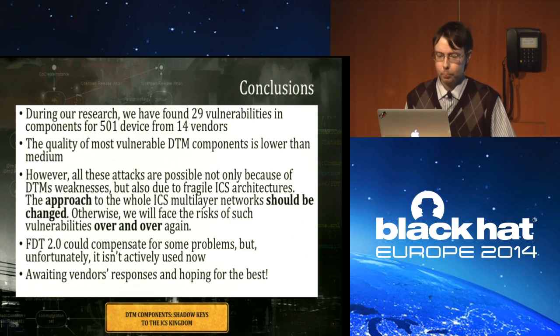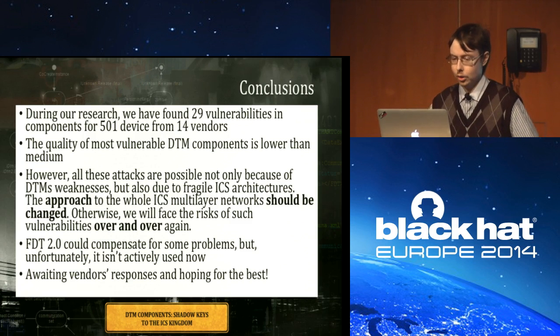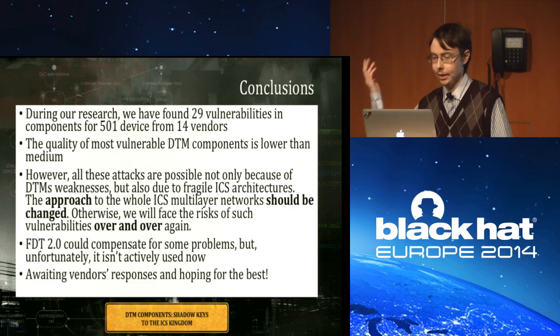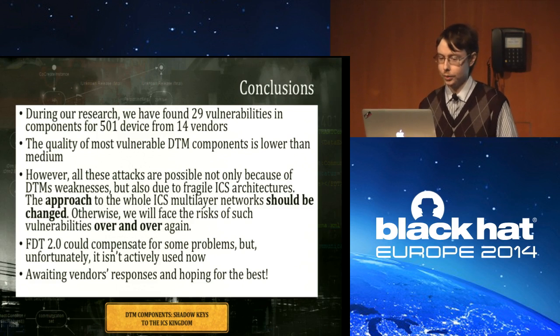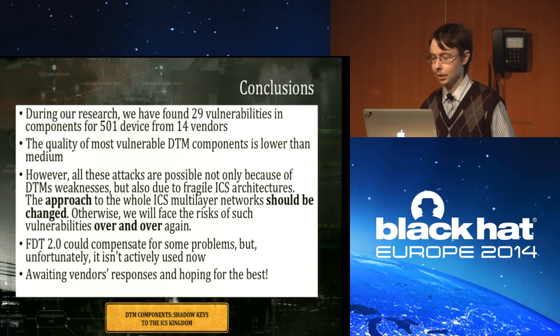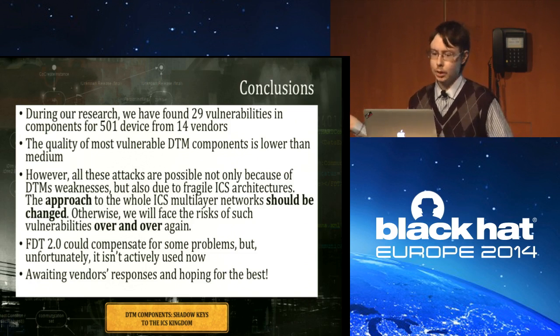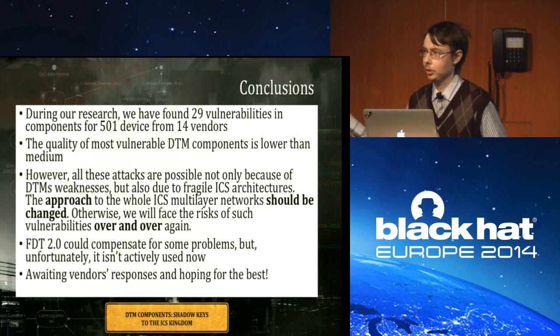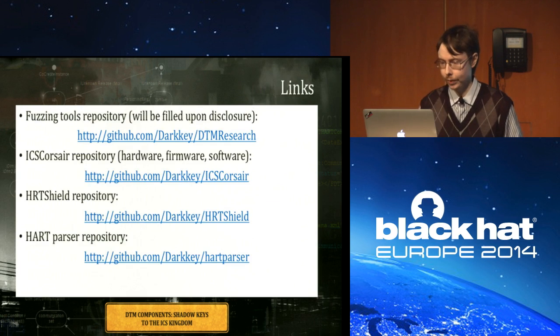However, these attacks are possible not only because of DTM weaknesses, but also due to fragile ICS infrastructure. The approach to the whole ICS multi-layer network should be changed, as otherwise we will face the risk of such vulnerabilities over and over again. FDT version 2 could compensate, if used with care, for some problems, but unfortunately it isn't actively used now. So what we can do now is just await vendors' responses and hope for the best. We always hope for the best in ICS security.